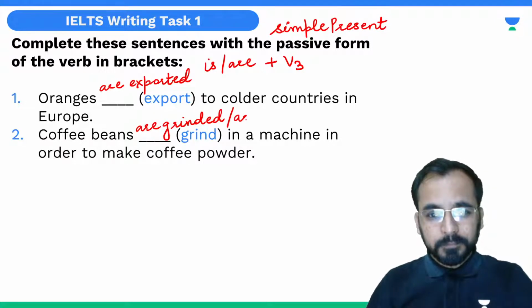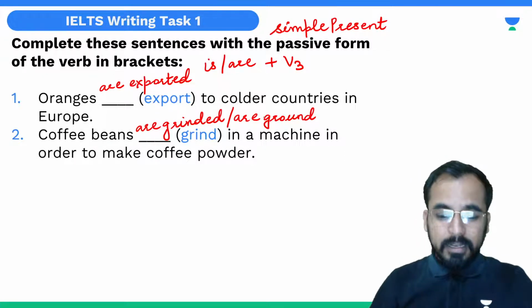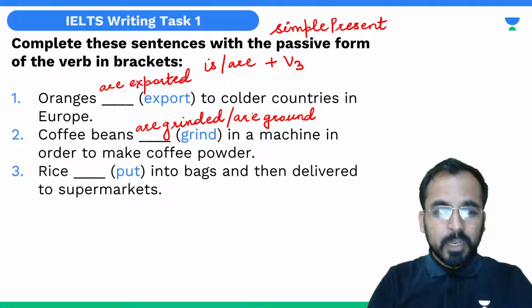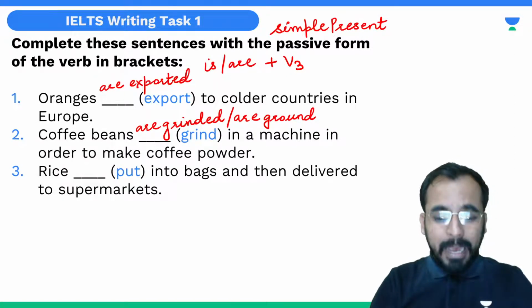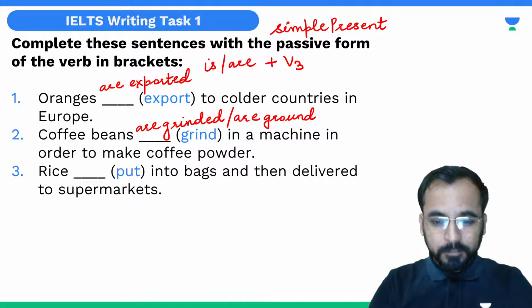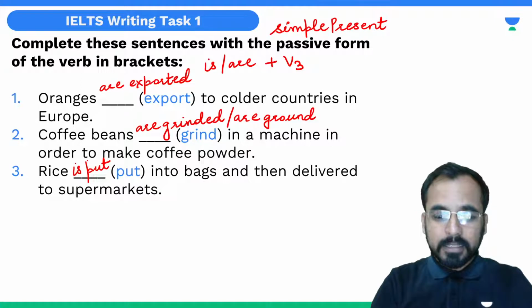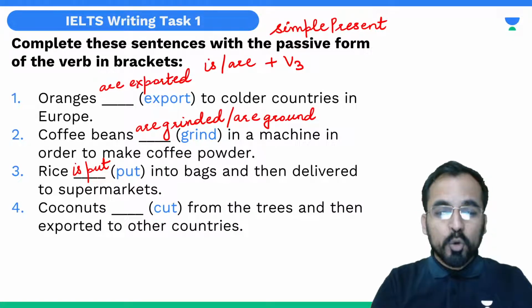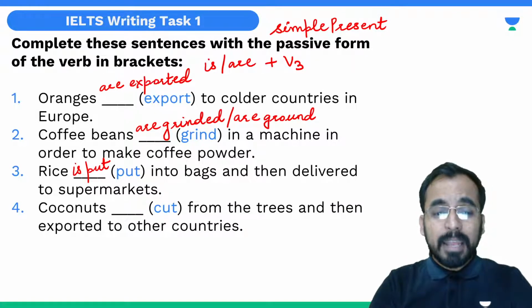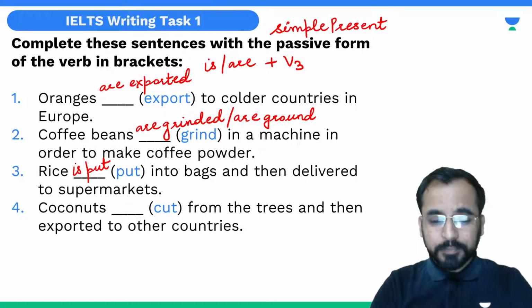Grounded will not come, ground or grinded. Okay Ajay? Okay. Rice dashed into bags and then delivered to supermarkets. Rice is put into bags and then delivered to supermarkets. Done? Okay. Coconuts dashed from the trees and then exported to other countries.